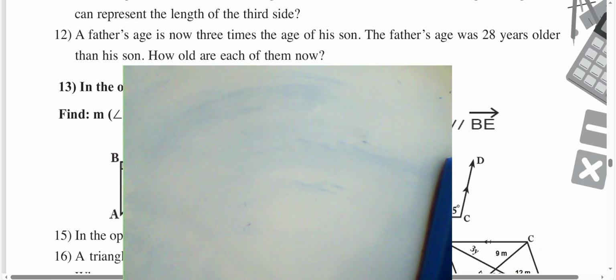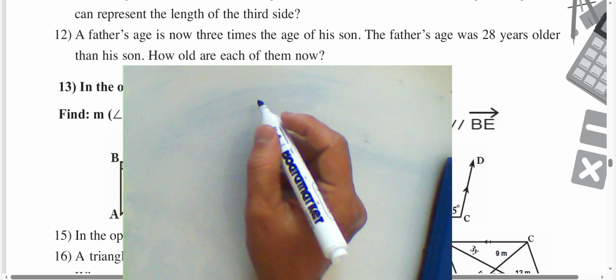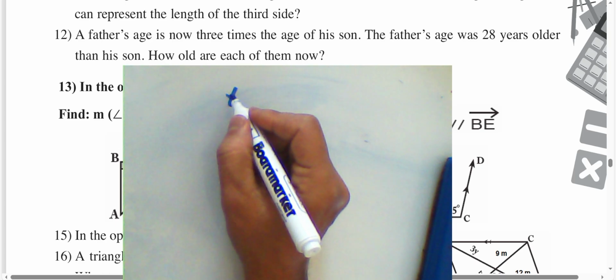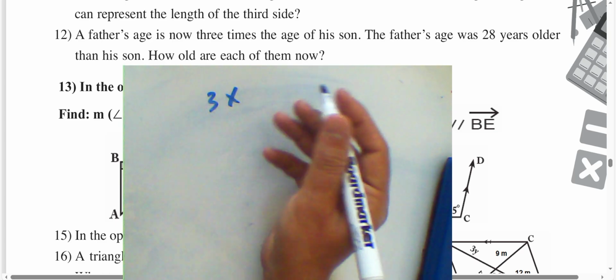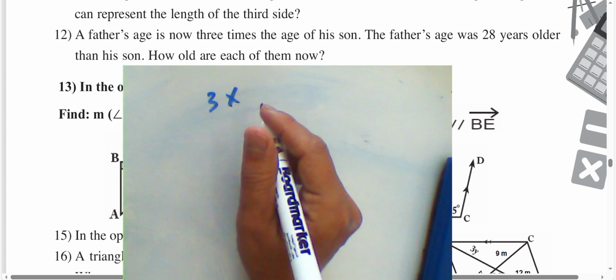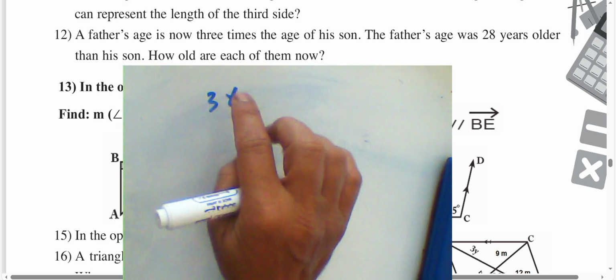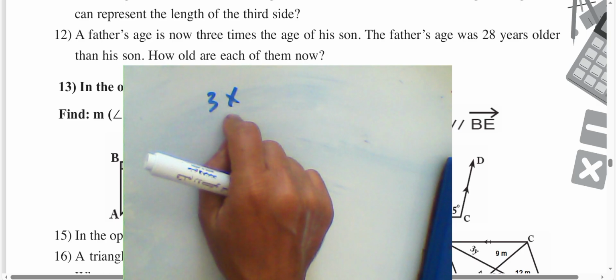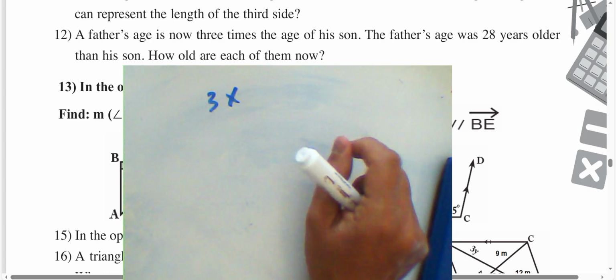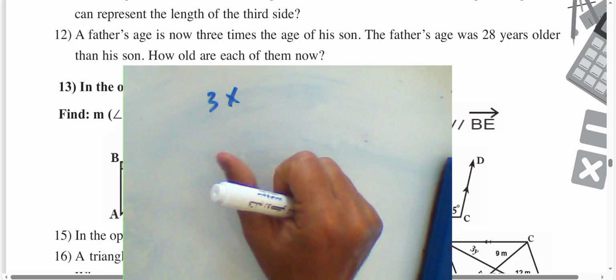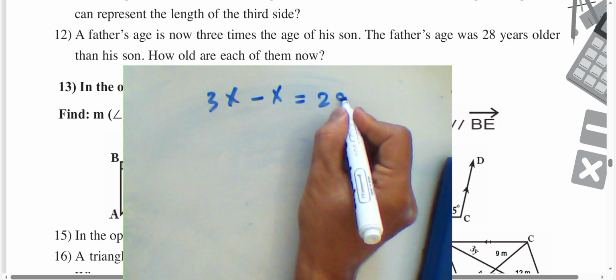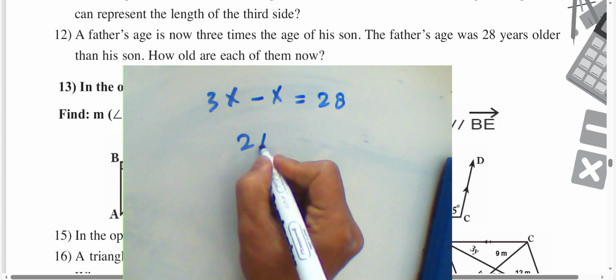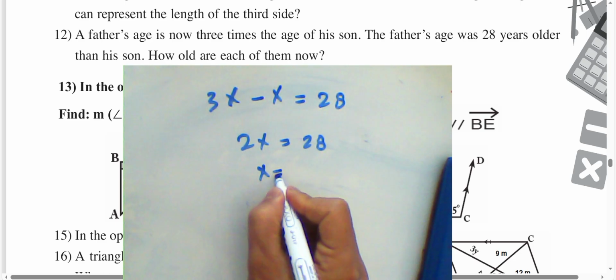Next question. A father's age now is 3 times his son's age. If we put x to refer to the son's age, then the age of the father will be 3x. The father's age was 28 years more than the son. Then 3x subtract the age of his son, x, equals 28. 3x minus x equals 2x equals 28. Then x here equals 14.